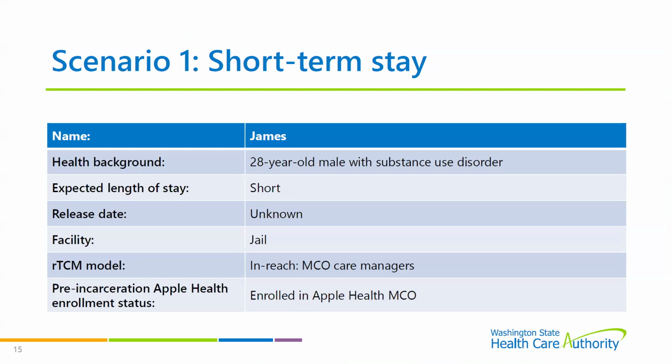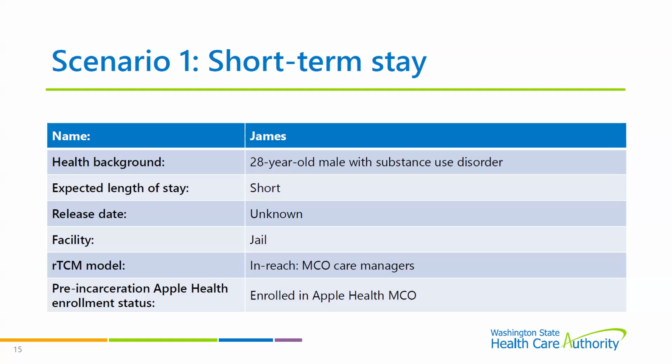The first scenario is a guy named James, a 28-year-old male with substance use disorder issues. It's expected that he's going to be in jail for a short amount of time. Release date's unknown, which is pretty common in these situations, and he's in a jail. The rTCM model is in-reach, meaning it's going to be somebody from the outside coming in to do that. In this case, it's going to be the MCOs providing that service for the jail because they've determined that's the best way to go for them, and they work that out with the MCOs. And then he's already enrolled in Apple Health. So he's already known, already enrolled with an MCO.